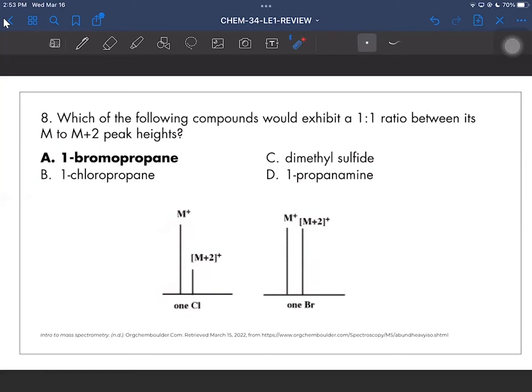So let's go back to the problem. Since it exhibits a 1-to-1 ratio ng M then M plus 2 peak heights niya, we would expect it would have bromine, and in the choices, only letter A has bromine. So the answer will be 1-bromopropane.